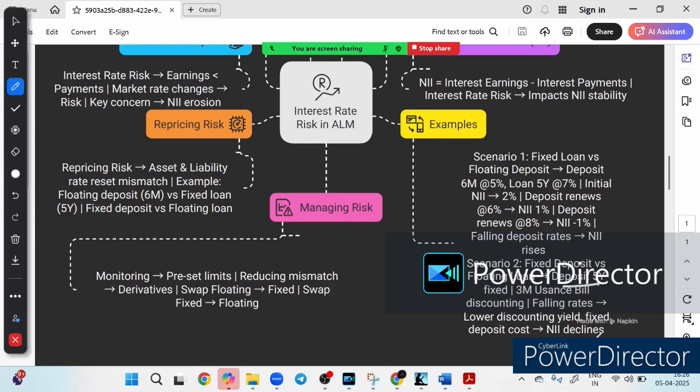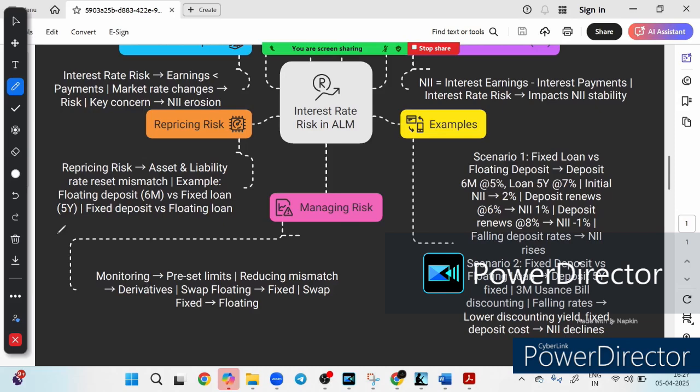So we have seen both scenarios. In the first scenario our loan was at a fixed rate, in the second scenario our deposit is at a fixed rate. You can see in both cases, if the interest rate changes, it has an impact on NII. So you can't say that in one case we can ignore the impact on NII. No, in both cases our assets and liabilities are exposed to net interest erosion. Sometimes it is erosion, sometimes it is expansion also.